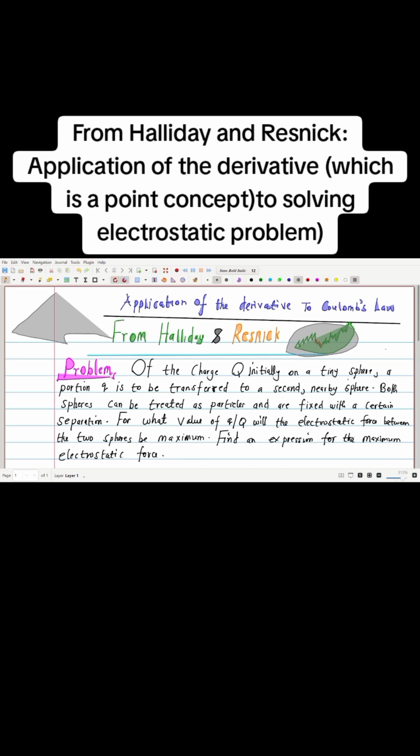In this math video, we'll be looking at an application of the derivatives to solving an electrostatic problem. This problem was taken from Halliday and Resnick, Fundamentals of Physics, but we don't want to show work on physics, rather we want to show the application of the derivative on this physical problem.